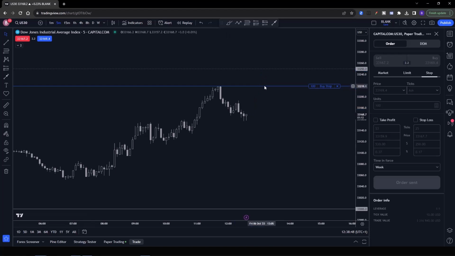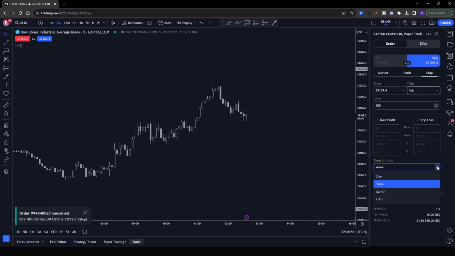One thing I want to point out, you'll see down here it says time in force. Now if I click on this, you get some options. Basically you can have an order with expiry or without an expiry, and what that means is, it's currently set to 1 week. So if I set an order, if price does not reach that level of the order within a week, it will just cancel. So that's the order expiry.